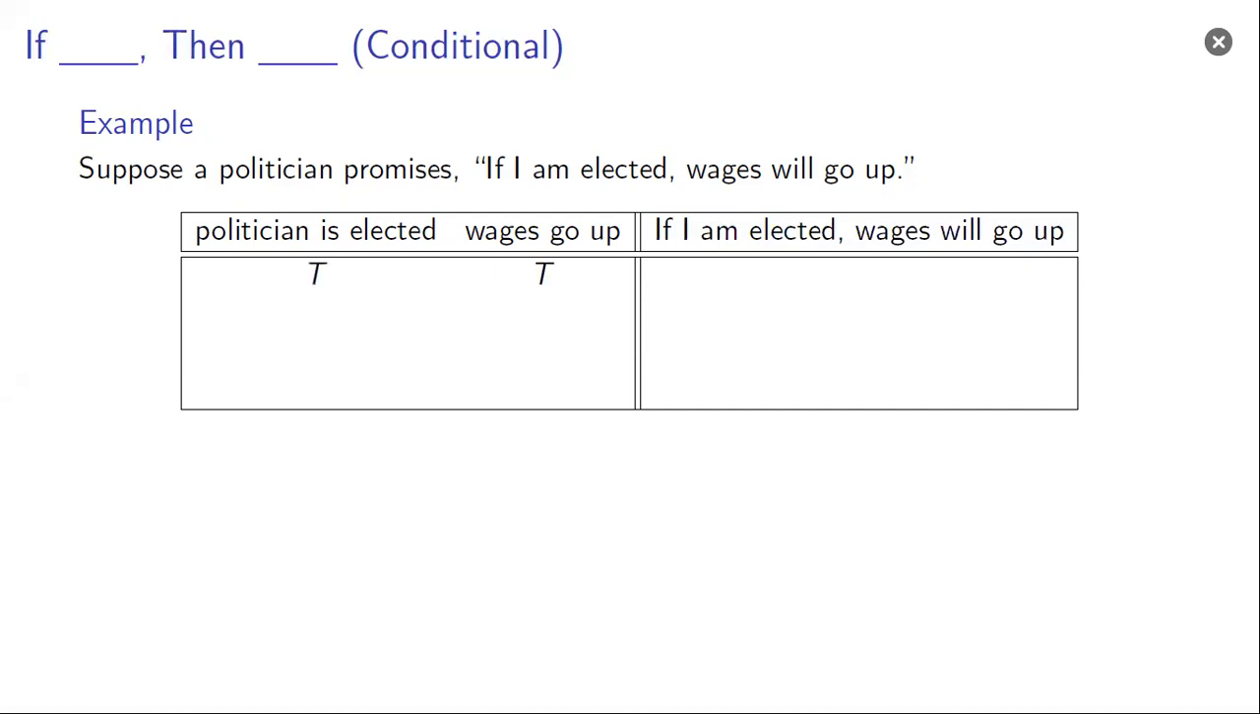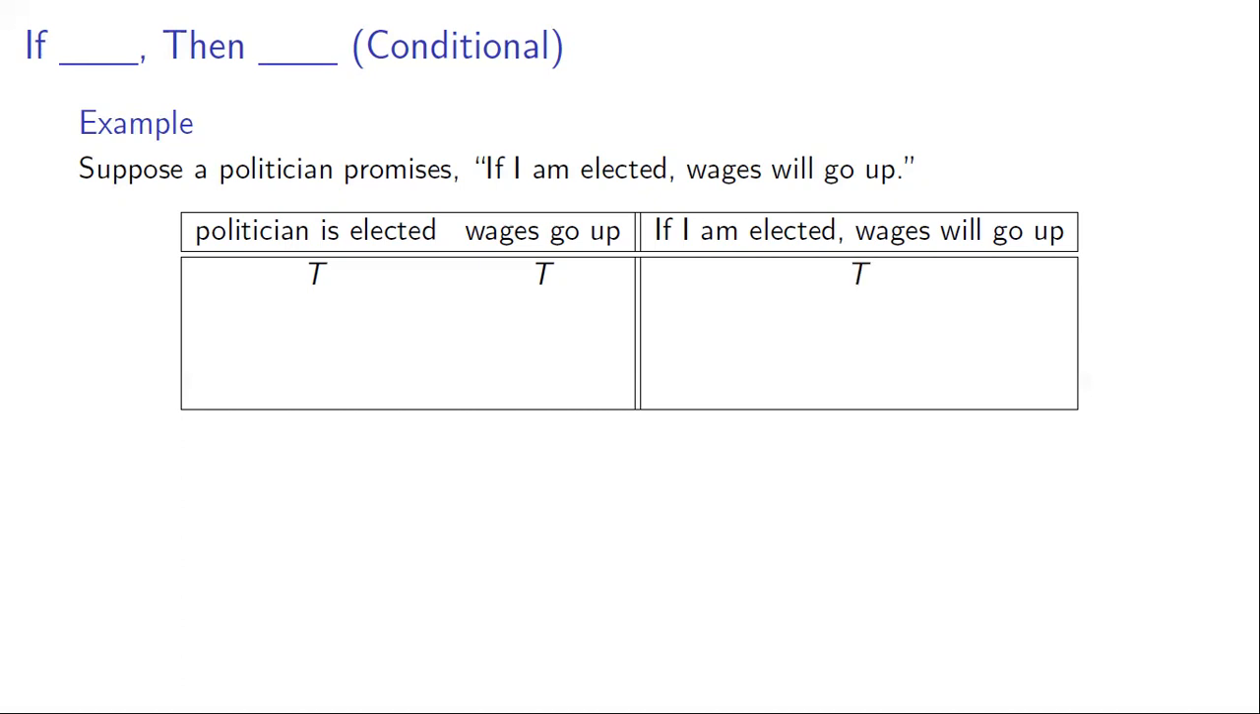So let's say the politician is elected and wages go up. Well, then the promise was true, right? The politician said, if I'm elected, wages will go up. Guess what? They were elected and wages went up. So the promise was true.